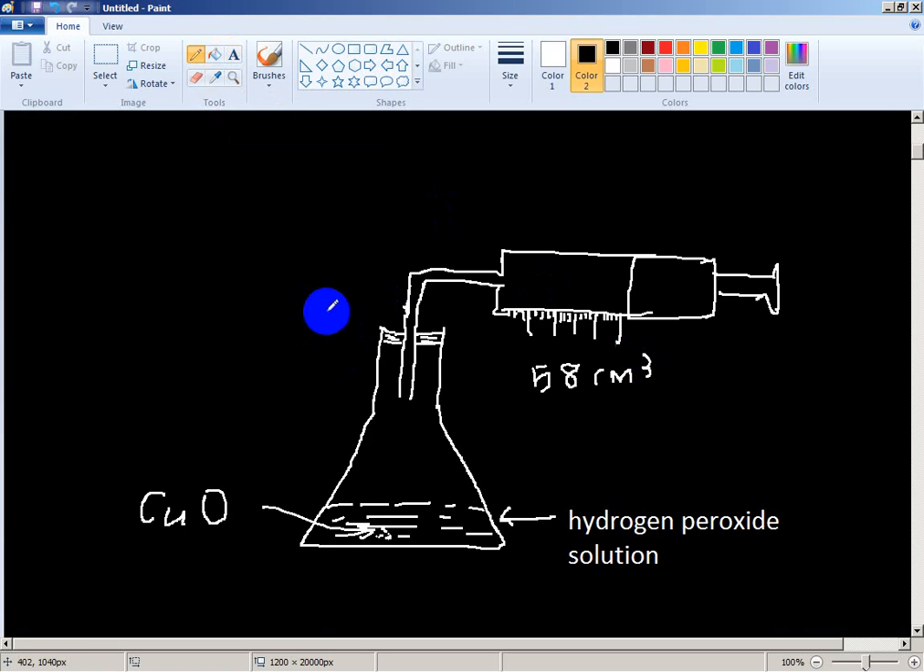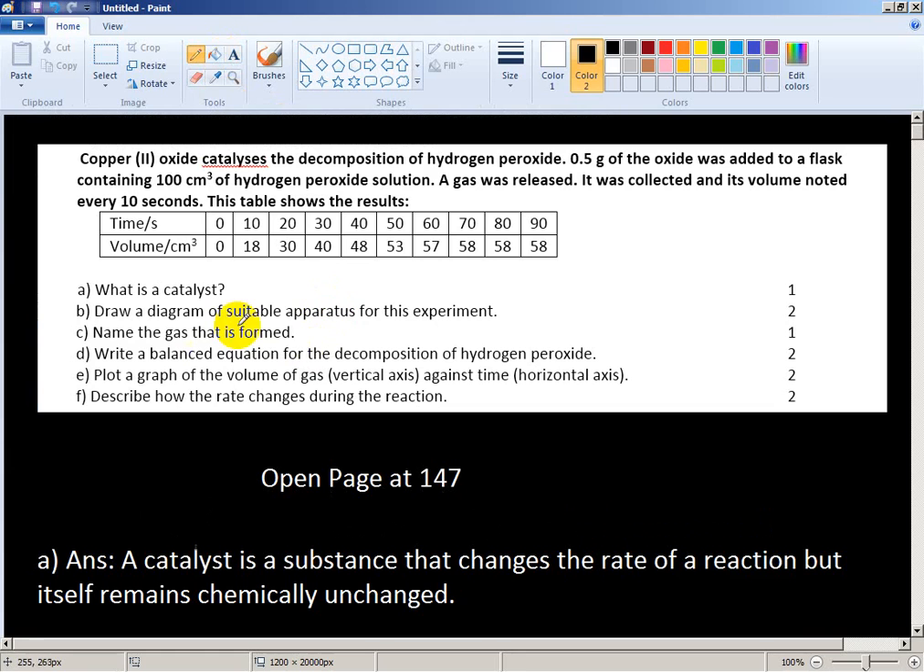I have to draw the diagram of suitable apparatus for this experiment. Okay, name the gas that is formed. When hydrogen peroxide decomposes, which gas is produced?